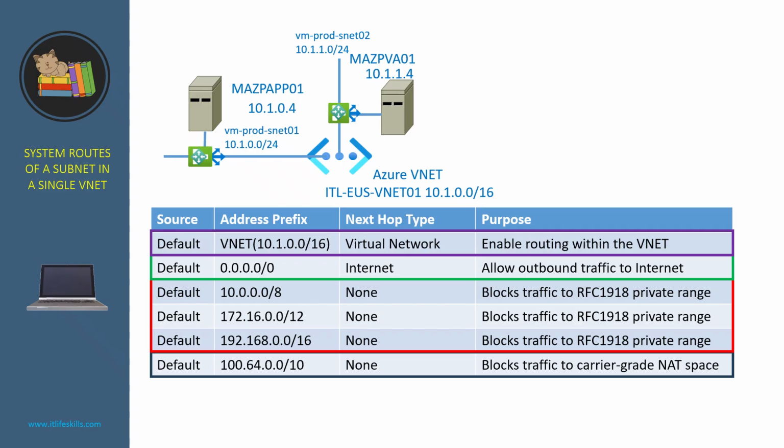Now, when we create a new VM and attach it to the subnet of the VNet, the VM will use this routing table to route the traffic. Because of this route, the VM can communicate with any VMs in the VNet. And because of this route, the VM can access the internet. And these routes are to ensure that all the traffic destined to these address spaces will never leak to the internet.